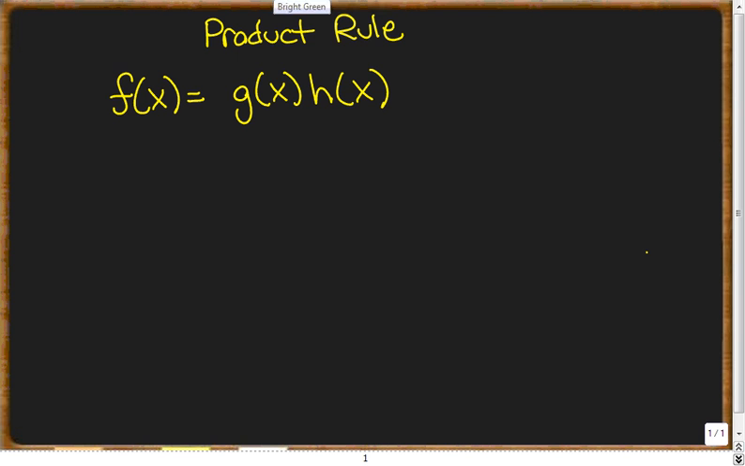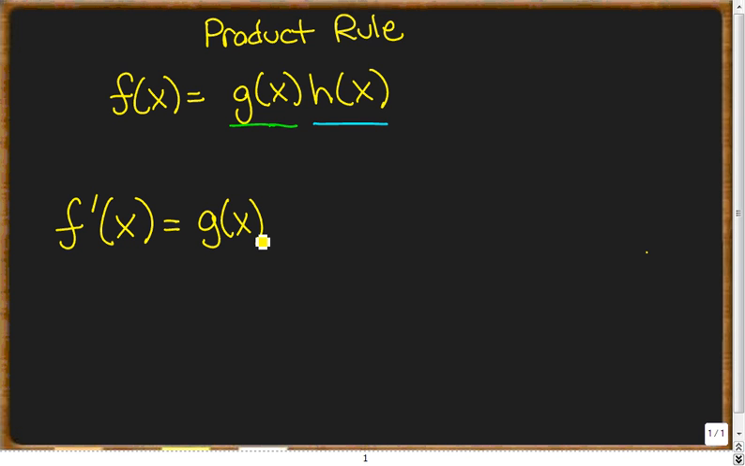Well, the rule says this, okay? So we pick one function to be our first, and we pick another function to be our second. Okay, so when you go through and you try to find the derivative of f, the derivative of f is a combination between g and h and the derivatives of g and h. So this is going to be, I always think of it this way, that you have your first function, okay, and you multiply that by the derivative of your second.